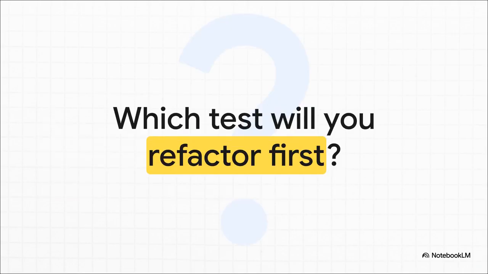So by applying these two fundamental concepts, annotations for your workflow and assertions for your validation, you can really transform your test code from something that's brittle and repetitive into a test suite that's robust, easy to read, and genuinely maintainable.